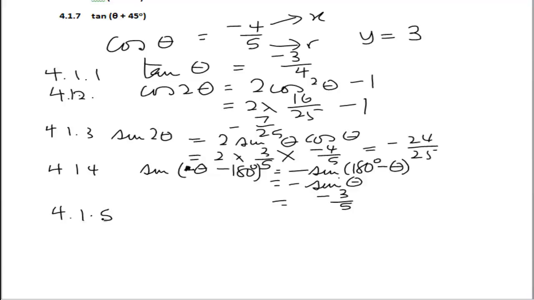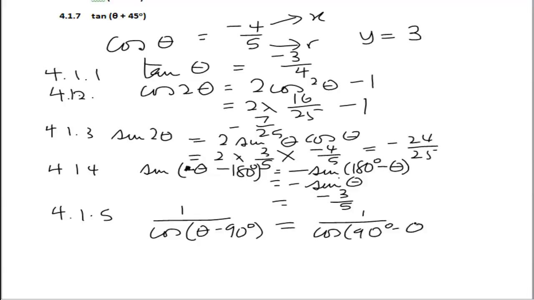Then we're looking at 4.1.5, which is 1 over cos of theta minus 90 degrees. Now this is a negative angle as well, and cos of a negative angle is the same as cos of the positive angle, so that is 1 over sine of theta. And 1 over sine of theta, with sine theta being 3 over 5, is 5 over 3.